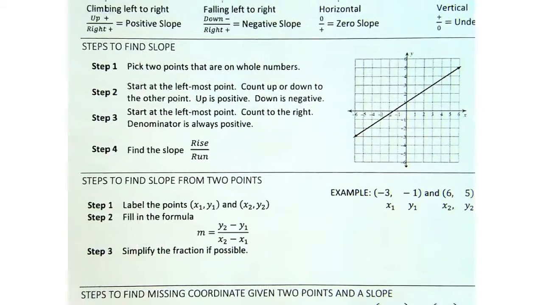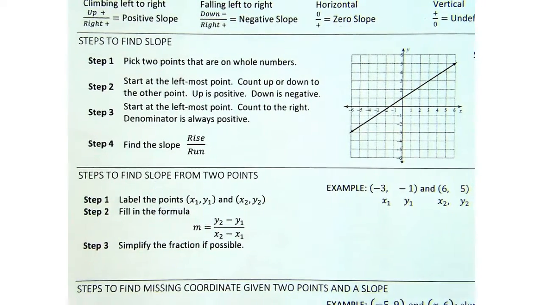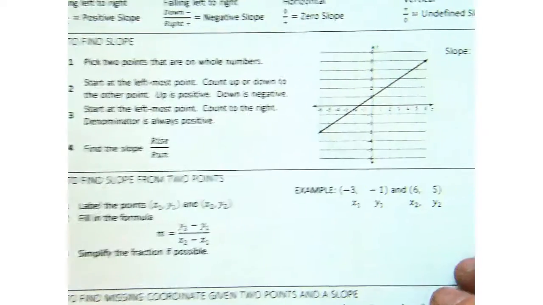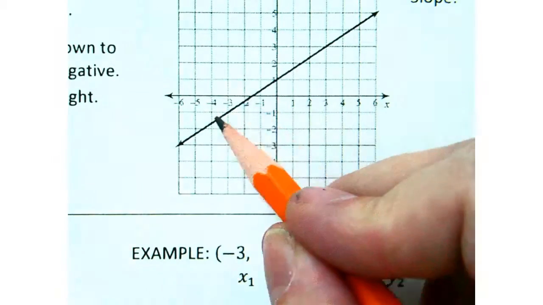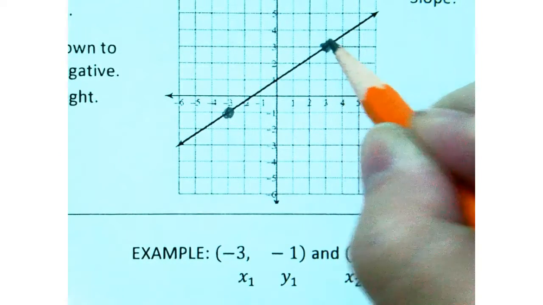Now let's review how to find slope from a graph. Begin by picking 2 points with whole number coordinates. Any 2 points will do as long as they have whole number coordinates, so it's easy to count the squares. I will pick -3, -1, and then another here at 3, 3.